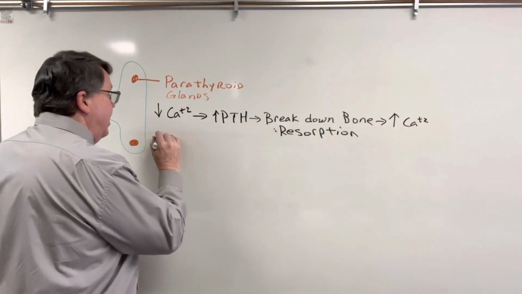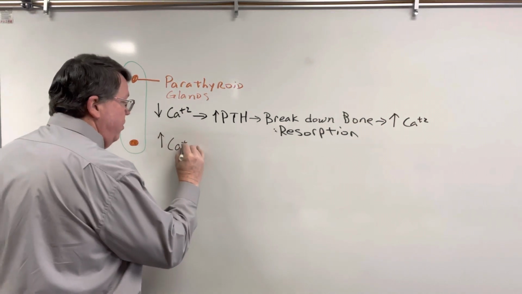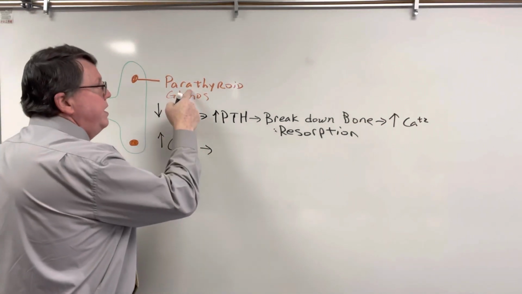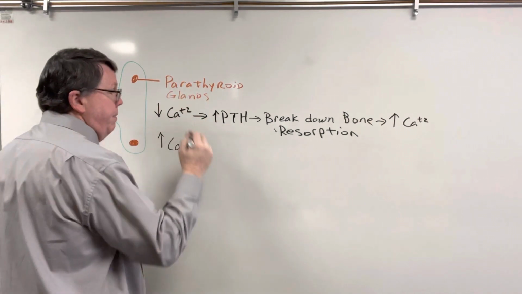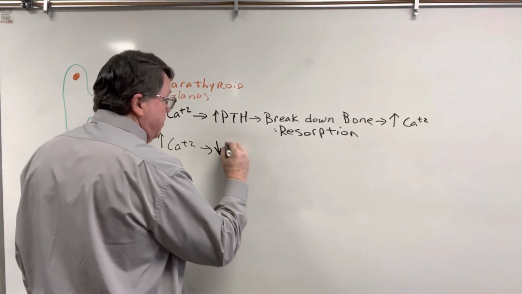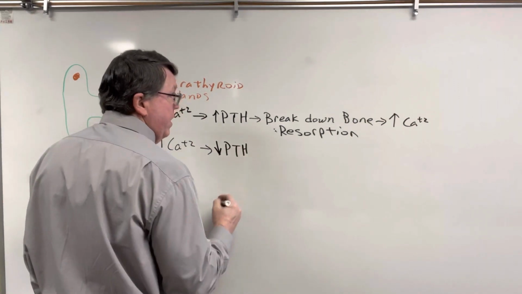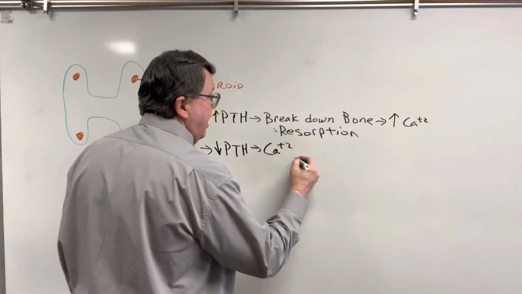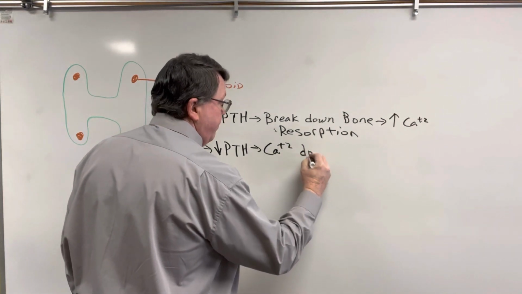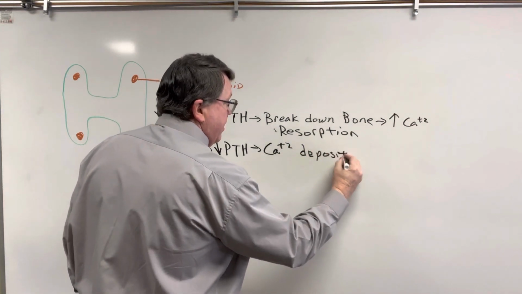Now, on the opposite side, if I increase my calcium levels, it's going to decrease the amount of parathyroid hormone being released by the parathyroid glands. So that's going to decrease parathyroid hormone, which will then cause calcium to be deposited in bones. And we're going to talk about these, okay?